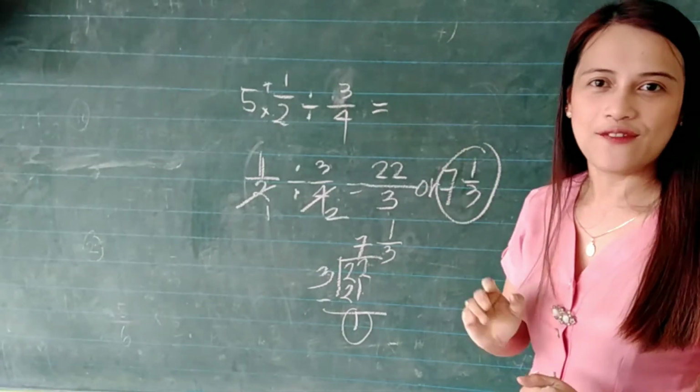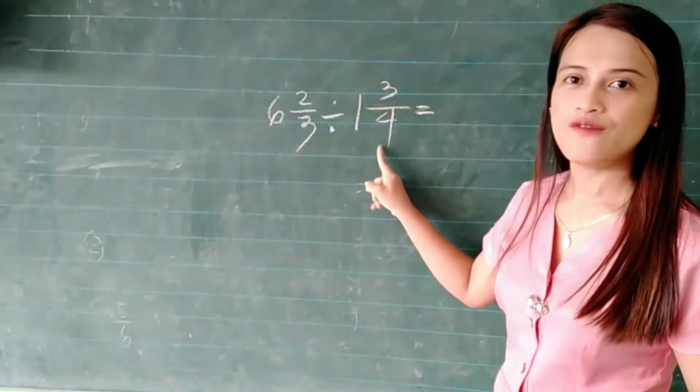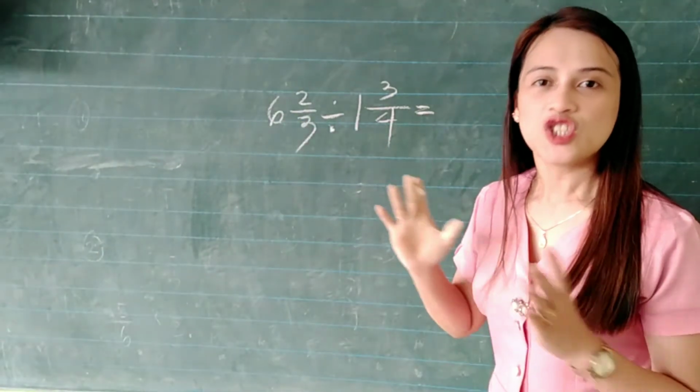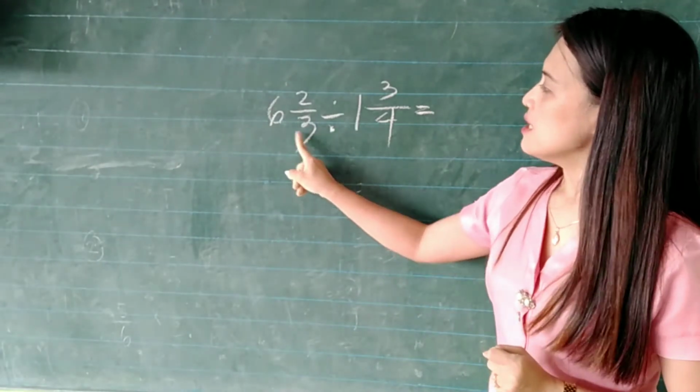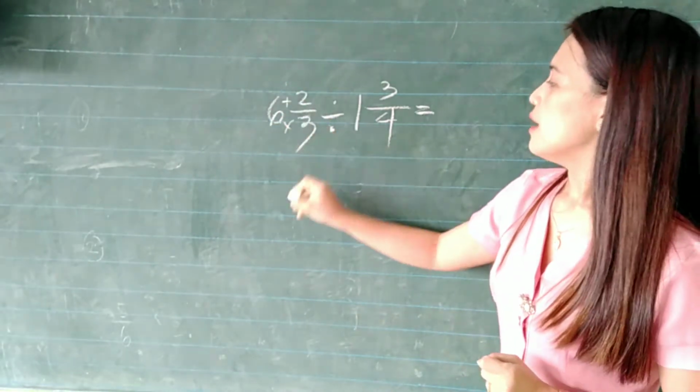Okay? Let's have another example. 6 and 2 thirds divided by 1 and 3 fourths. So, these are mixed numbers, so change both of them into improper fractions. 3 times 6, 18 plus 2, 20.